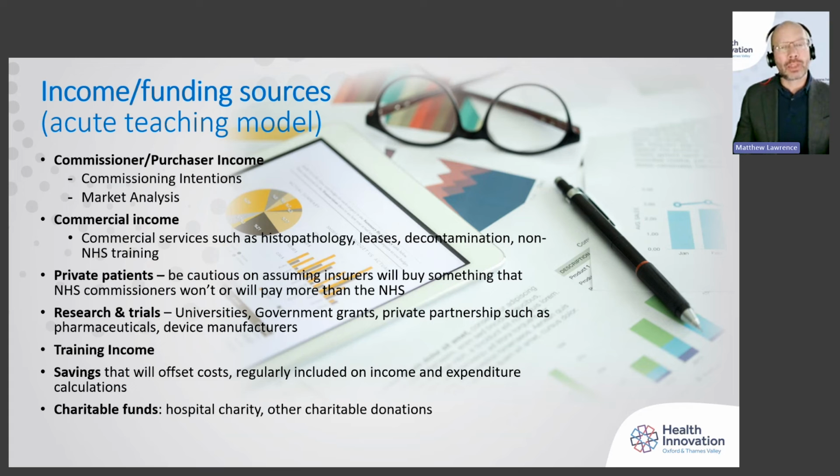When we talk about income, the way you're paying for this, there are different funding sources. This is a model for an acute teaching hospital, but it's similar to a district general hospital, a mental health provider, anyone providing services. And this is typically where they come from. So commissioner purchaser income, so commissioning intentions market. So NHS England, it might be ICS, it might be another organization that buys things from them. They will say on an annual basis, roughly how much of it they want done, how many procedures or things they want, how many people treated, and what they're going to pay for that.